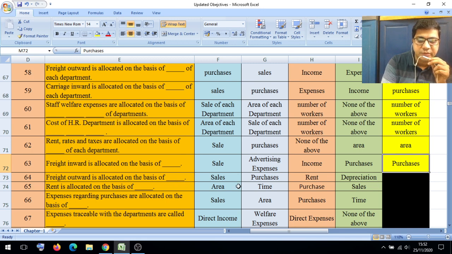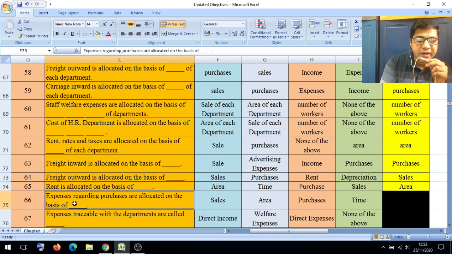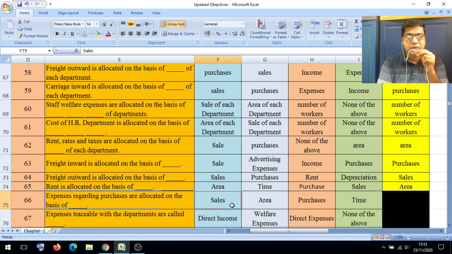We already discussed, but the options are different. Sales, purchases, rent, depreciation. Here again the same answer, sales. Next, rent is allocated on the basis of dash. Area, time, purchase, sales. The answer is area. Expenses regarding purchases are allocated on the basis of dash. Sales, area, purchases, time. Now it is related to the purchases. So the answer is also purchases.